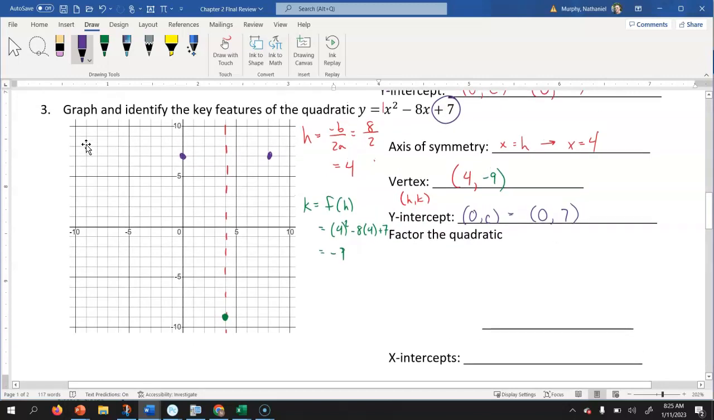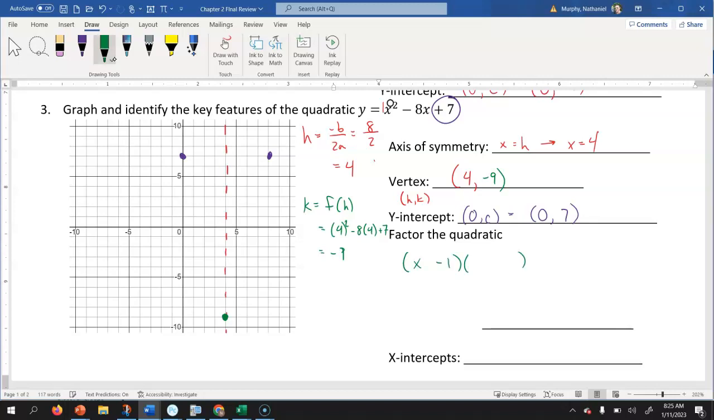So in order to find the x-intercepts, we need to factor that quadratic. So I'm going to look to see what two numbers multiply together to be 7 that add together to be negative 8. Well, that would be negative 1 and negative 7, because negative 1 times negative 7 is a positive 7, and negative 1 plus negative 7 is negative 8.